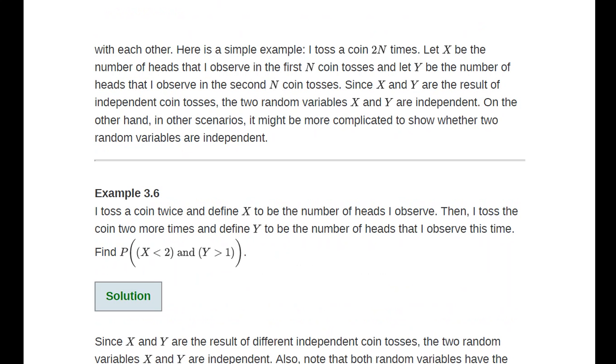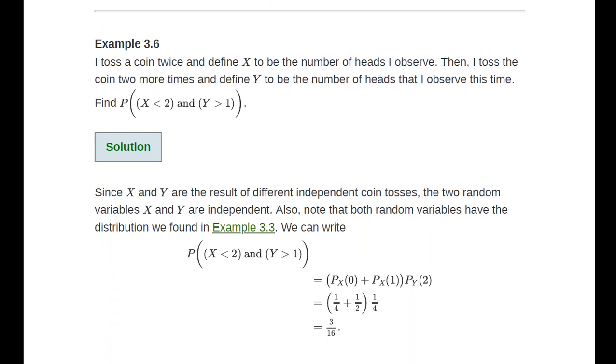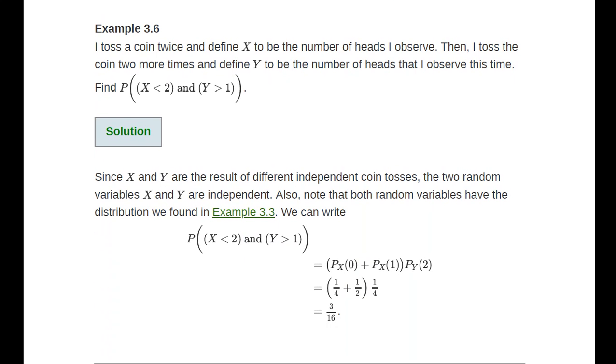On the other hand, in other scenarios, it might be more complicated to show whether two random variables are independent. If you toss a coin twice and define X to be the number of heads you observe, then you toss the coin 2 more times and define Y to be the number of heads that you observe this time. Find the probability of X less than 2 and Y greater than 1.